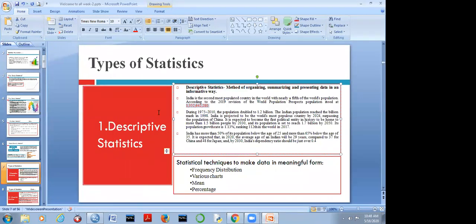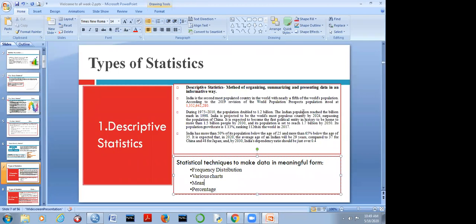We make a table, year wise. We make the table from 2019 to 20, with this much population in 2019, and we predict this for 2030. We make the table, and then we can apply statistical tools like frequency distribution. We can apply various charts. We use the mean. We use percentages. Then we can apply this information in statistics.